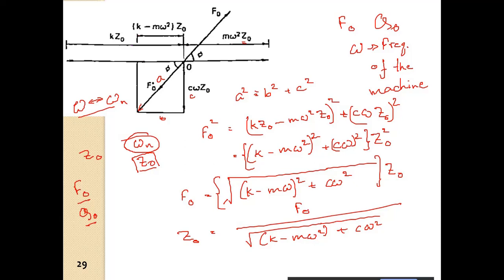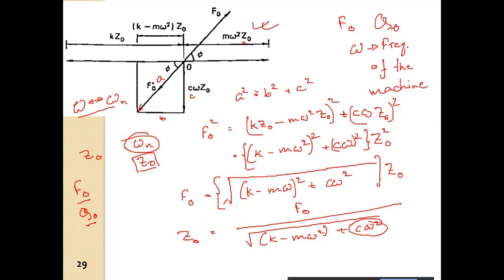So that is Z naught. So easily from this phase diagram we can find out. If the system does not have damping, this component will be 0, this component will be 0, and we will have F naught by root over K minus M omega square. Okay, so easily we can find out.